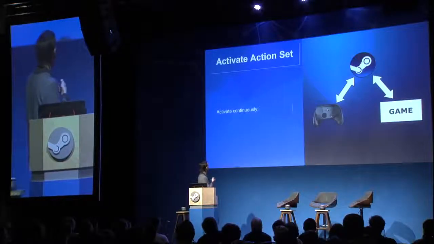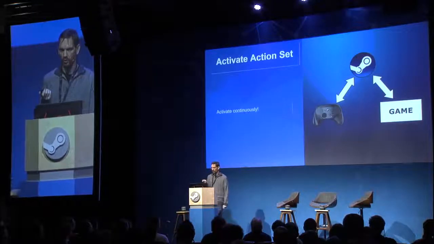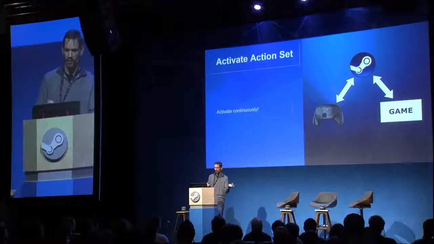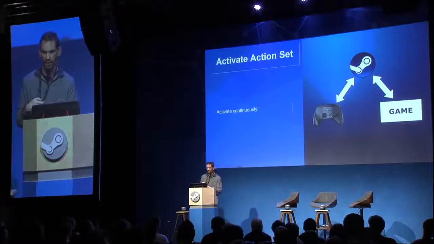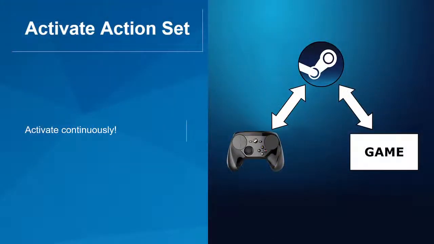Next, you want to activate continuously. Remember, you're in Grand Theft Auto: you get out of the car, you have walking actions. You get in the car, you have driving actions. So you want to activate the action set. The Steam Controller API specifically recommends that you not do it only once on state change. You should be doing it continuously.